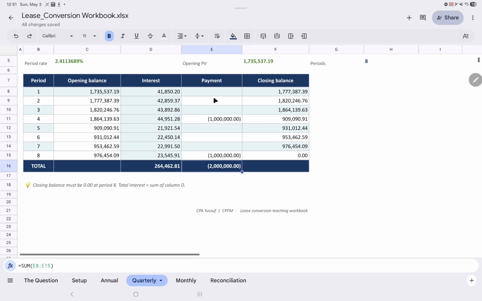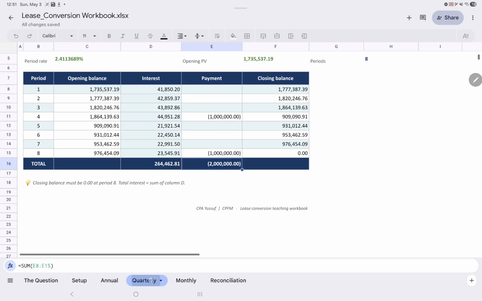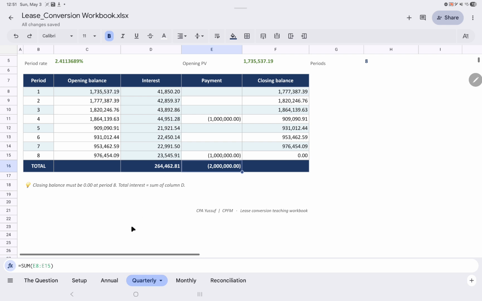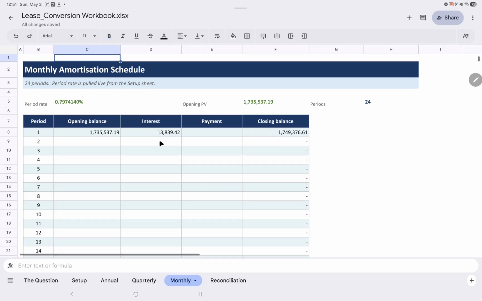Let us see if it has balance. Is this 264 the same as what we had on the annual side? If the answer is yes, then we can proceed. 264, 462. 264, 462, 2 million. Okay, thank you. So let us move to the monthly.